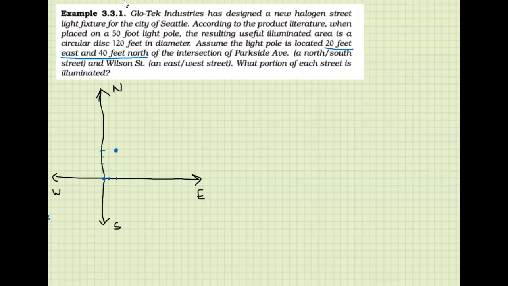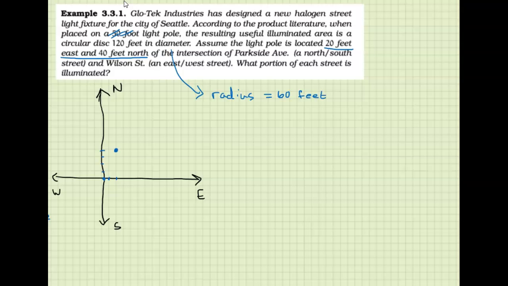So there's a light pole here, and you're looking at the top of the light pole. That light pole is 50 feet high, but I don't think it matters in this problem, because it just tells us about the illumination region. This part is irrelevant right here; we don't need that. It says the resulting useful illuminated area is 120 feet in diameter, so the radius of that circle is going to be half of the diameter, which is 60 feet.